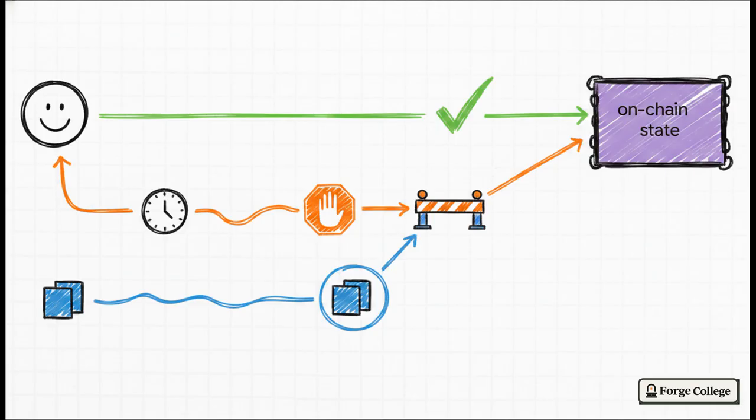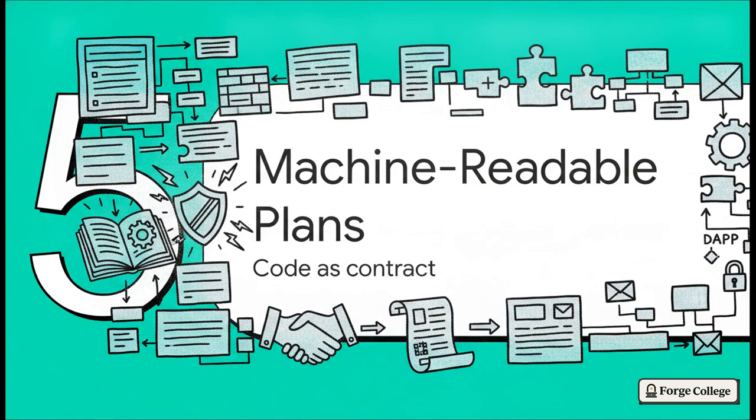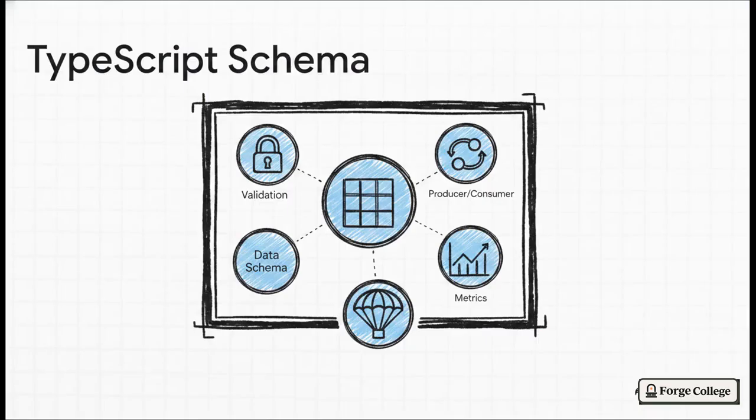Moving on to Section 5, Machine-Readable Integration Plans, Code as Contract. Okay, this is where we separate the amateurs from the pros. Integration plans shouldn't just be some static Google Doc that gets lost in a shared drive. They need to be actual machine-readable code. To pull this off, we can use a TypeScript schema.